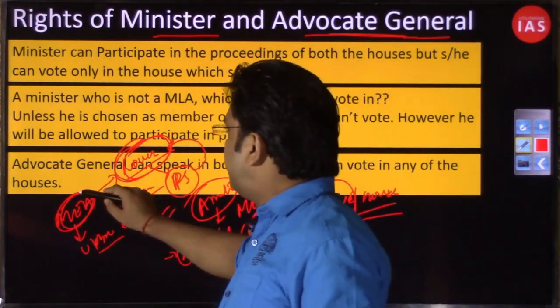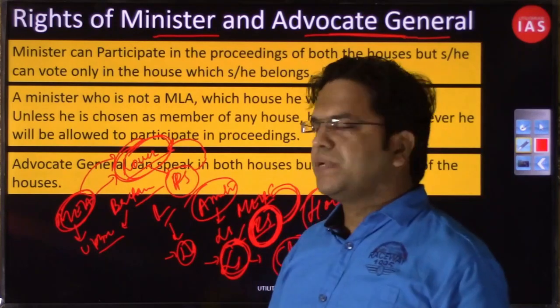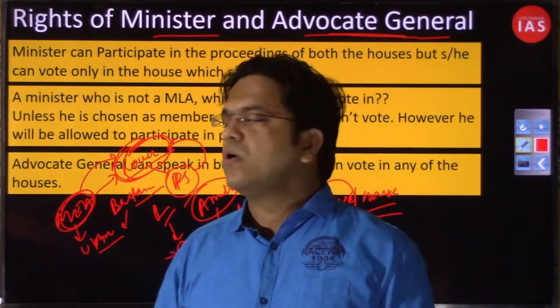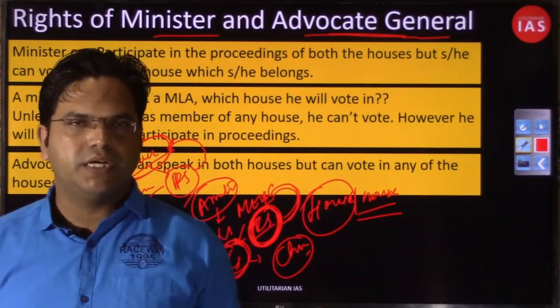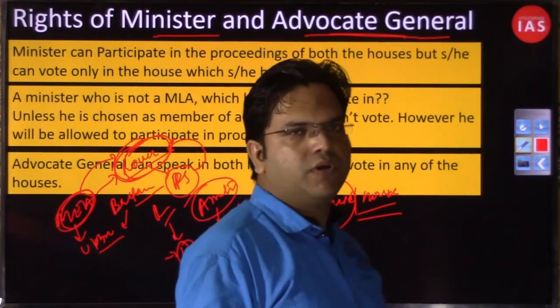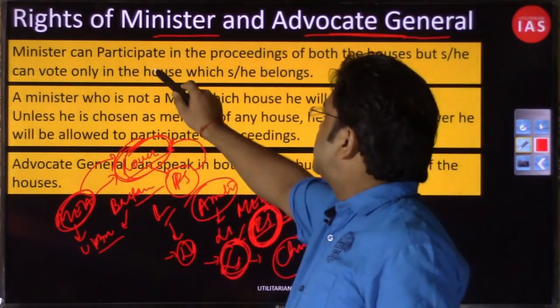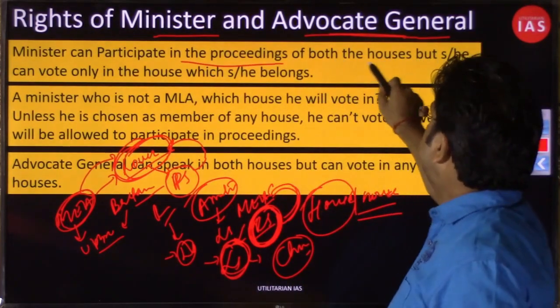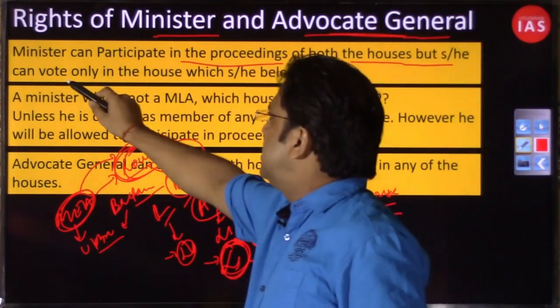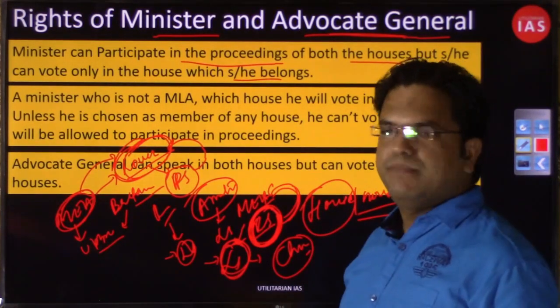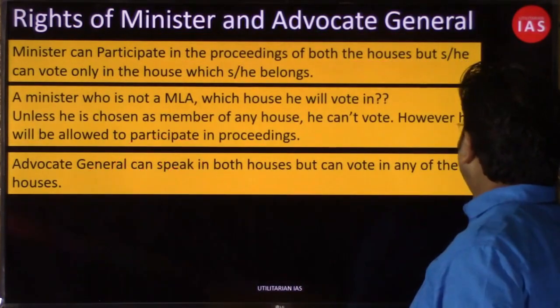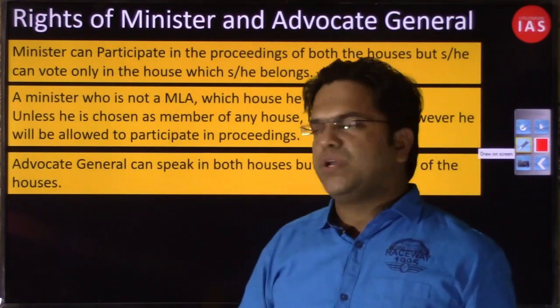So that is one differing point that we do have. That is one practice that we have not opted for or copied from Britain, despite copying this parliamentary system, right? I hope that difference you would have understood. So a minister can participate in the proceedings of both the houses, but he or she can vote only in the house to which he or she belongs.